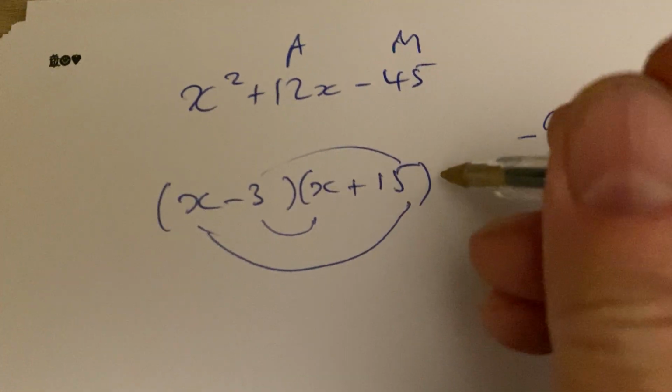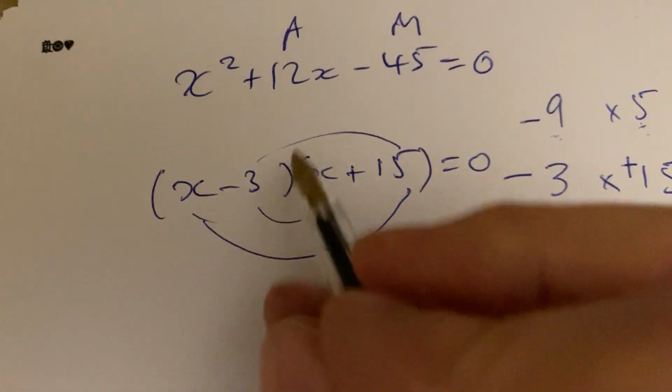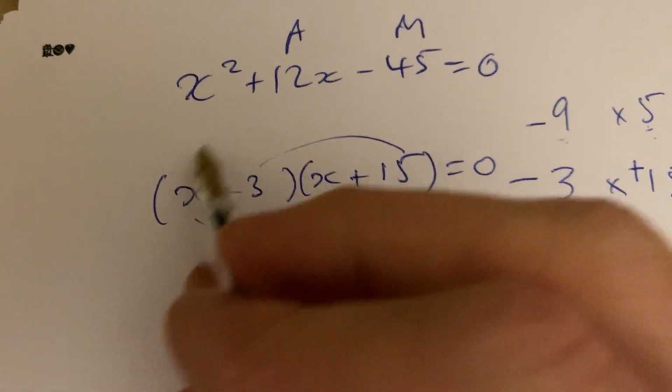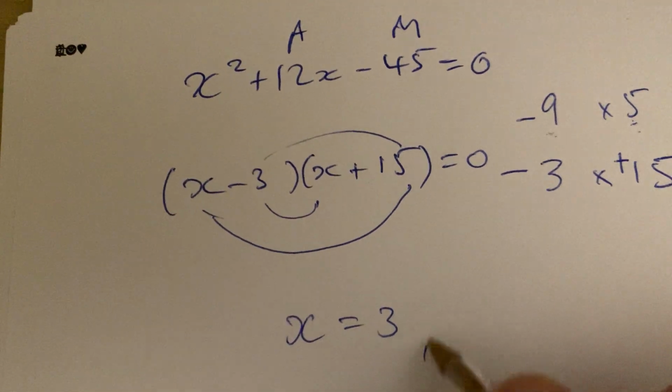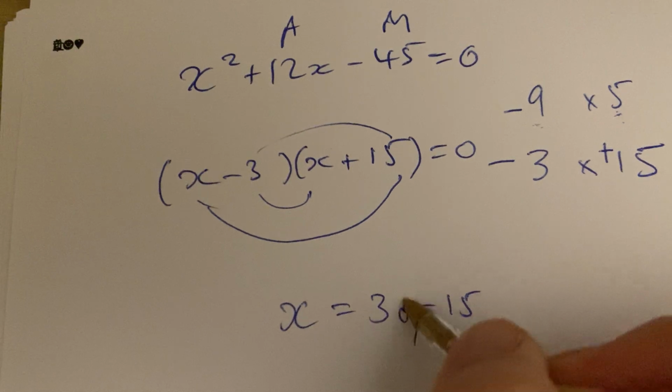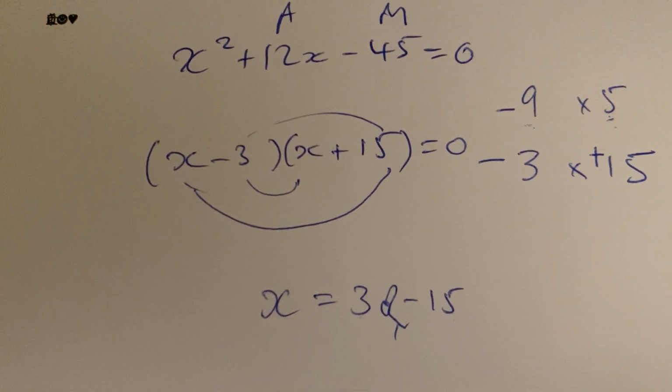Brilliant. And then it says where this equals 0. This equals 0 when one of these brackets equals 0. If x is 3 here, this bracket equals 0. If x is minus 15 here, then this also equals 0. So it's either 3 or minus 15.